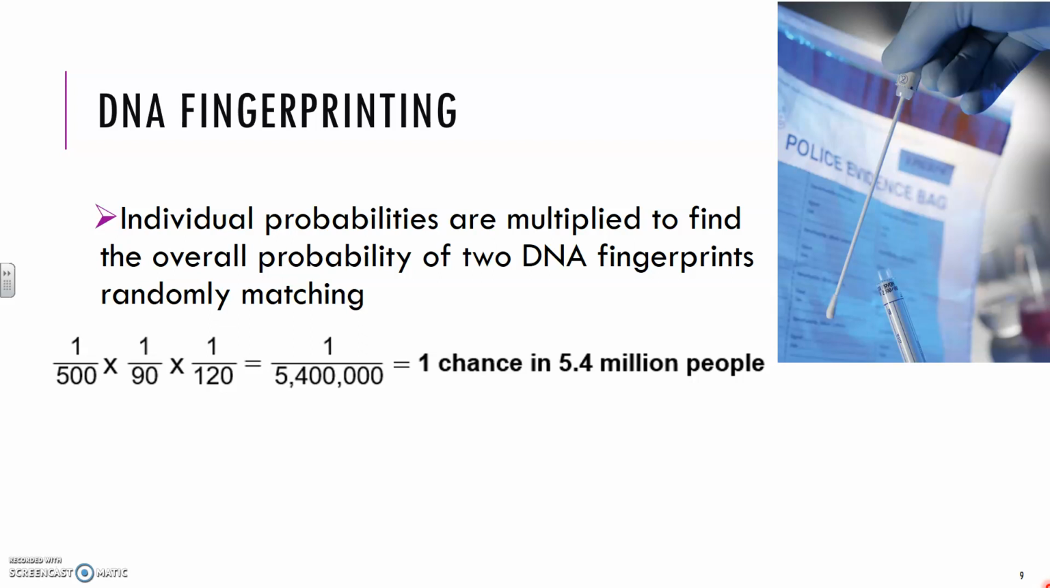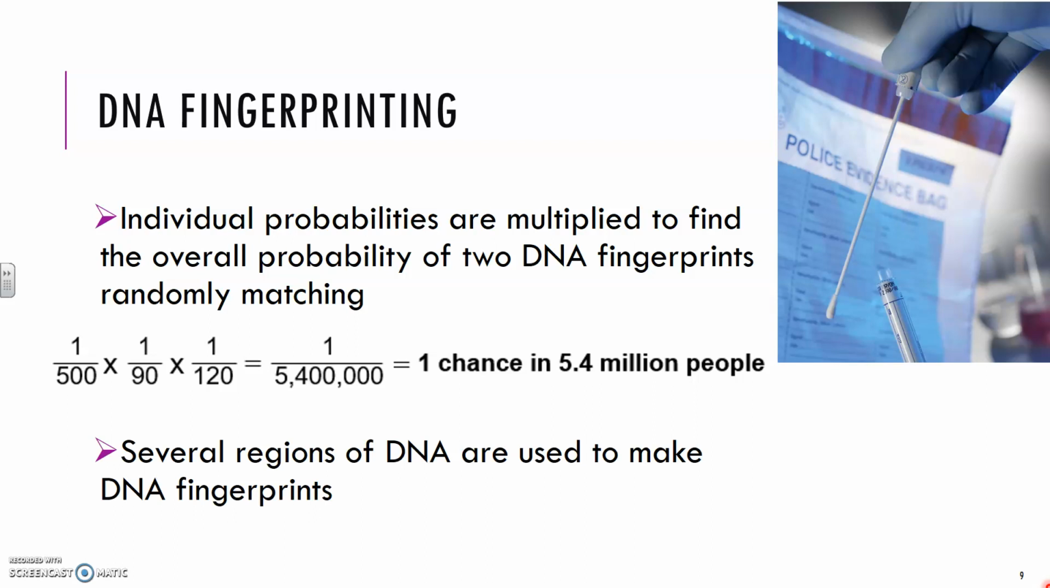Okay, so it's all looking at the probability of this. So several regions of DNA are used to make DNA fingerprints. And really they use as many segments as they need to prove that it's only 1 person on Earth can have that combination. So we're going to pause here and pick up in the next video.